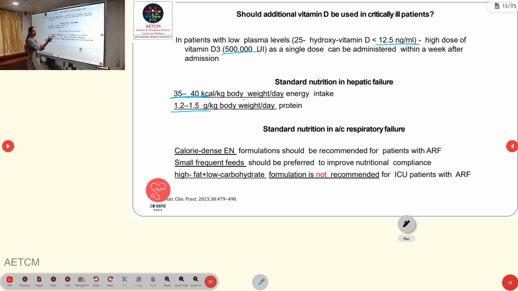And if the patient is having respiratory failure, we will consider giving a low carbohydrate diet, considering that carbohydrates will increase the carbon dioxide level. Along with that, we will plan for a high fat and low carbohydrate diet, but it is not recommended now in case of acute respiratory failure. So calorie dense enteral feeds can be given to them, but small frequent diet should be given to increase the compliance.